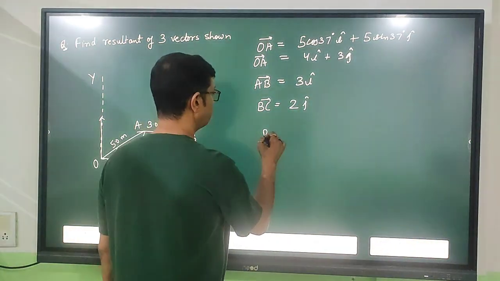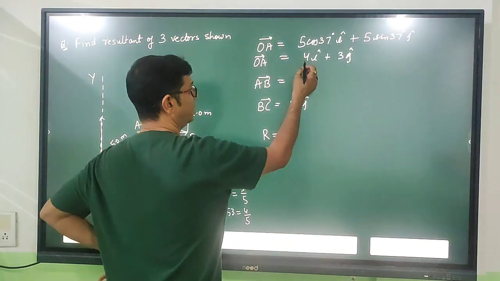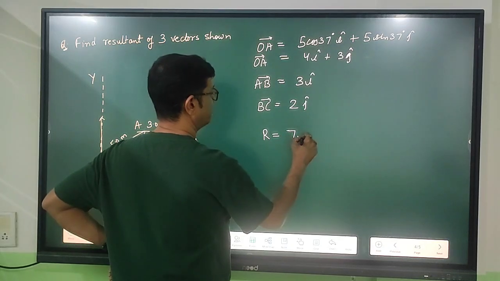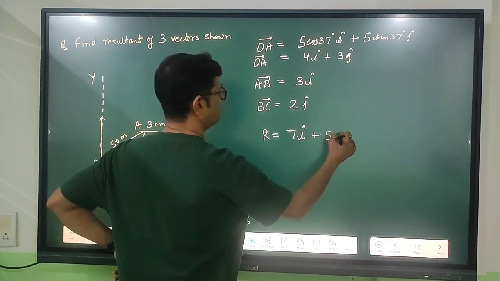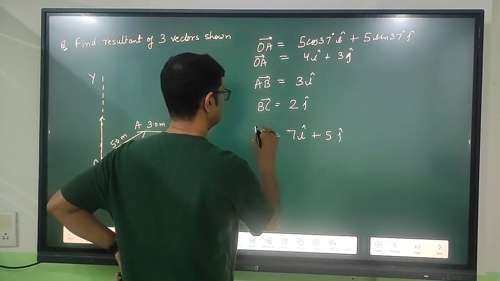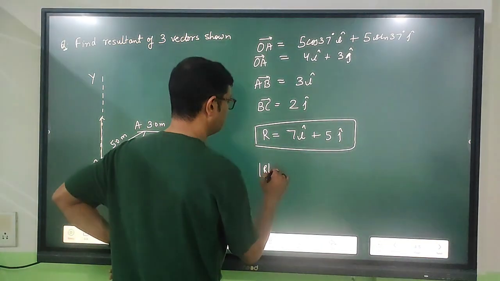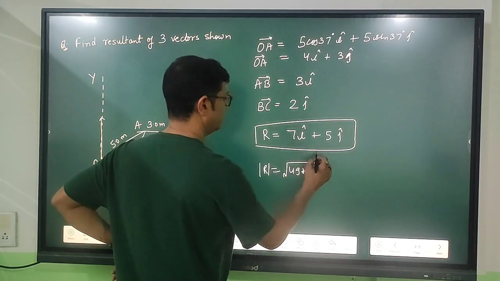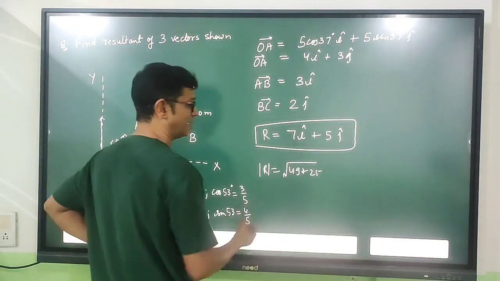So resultant R would be nothing but OA plus AB plus BC. OA is 4I, AB is 3I, this will be 7I. Sorry, this will be 7I cap, and 3j plus 2j, that means 5j cap. This is your resolved vector. The magnitude of R would be square root of 7 square, which is 49, plus 25. This is the magnitude. You can do the calculation.